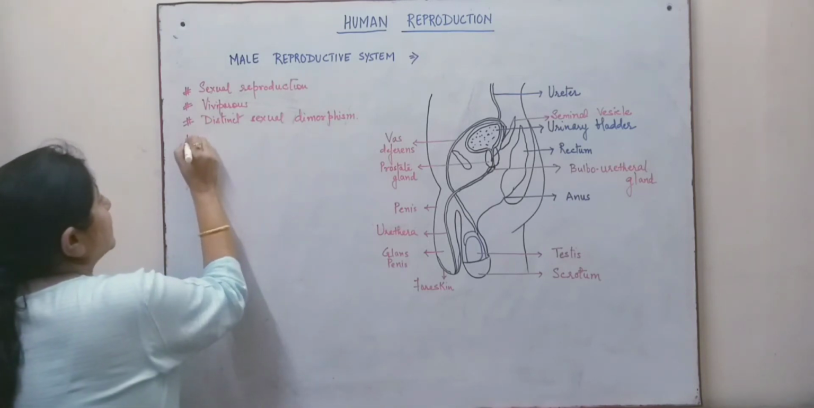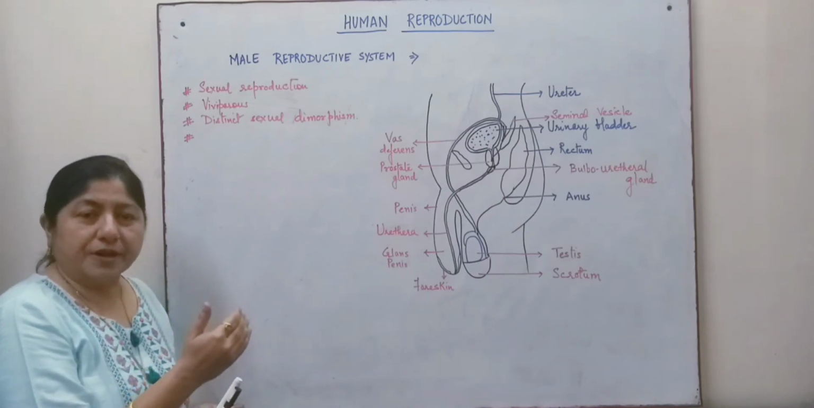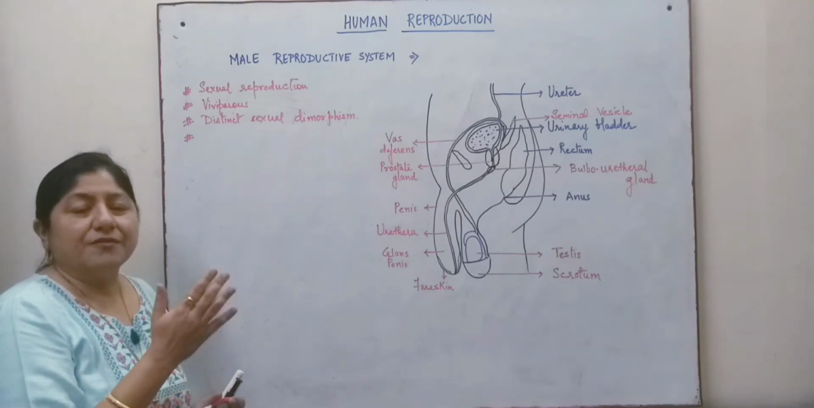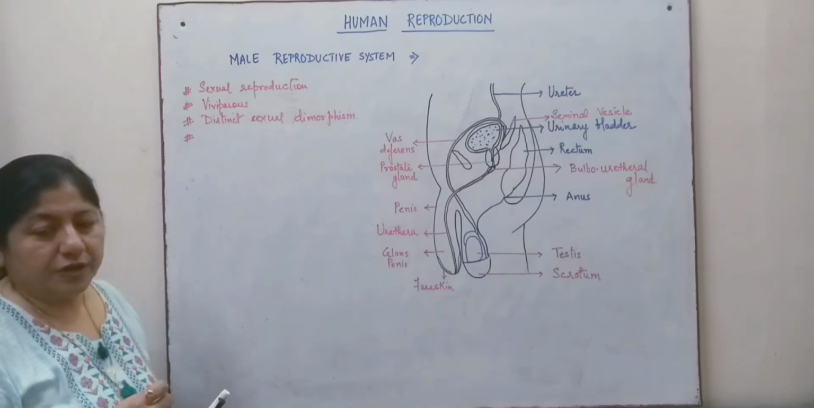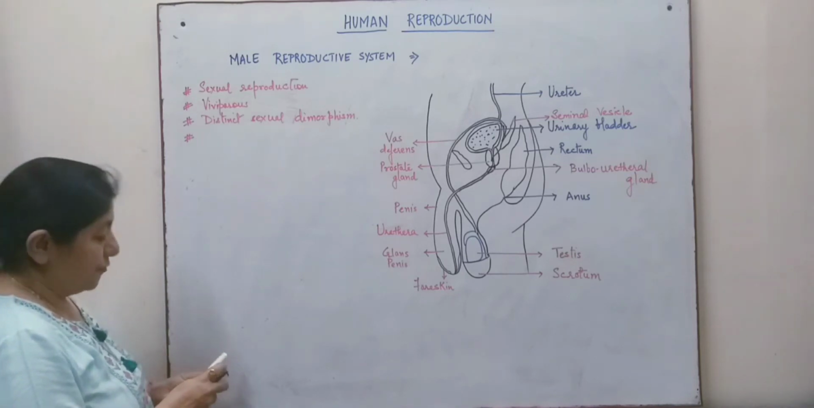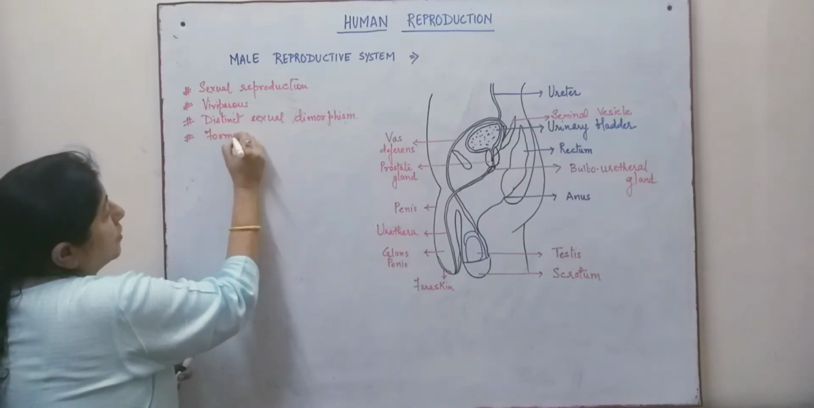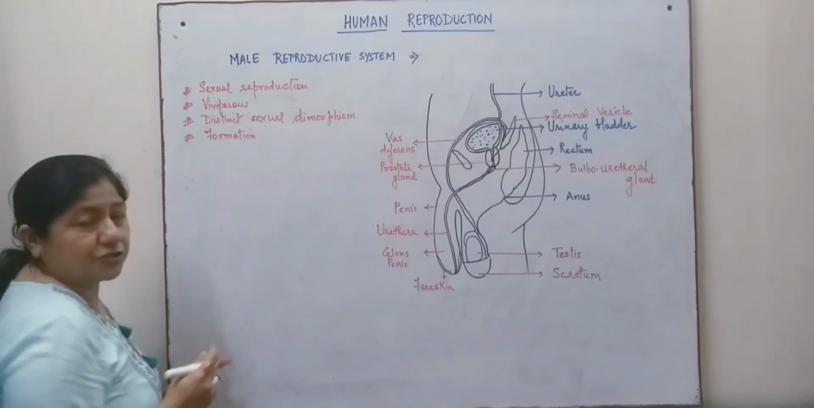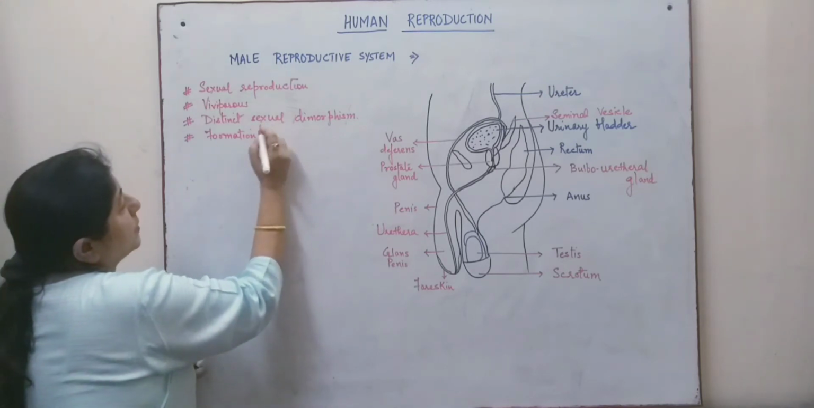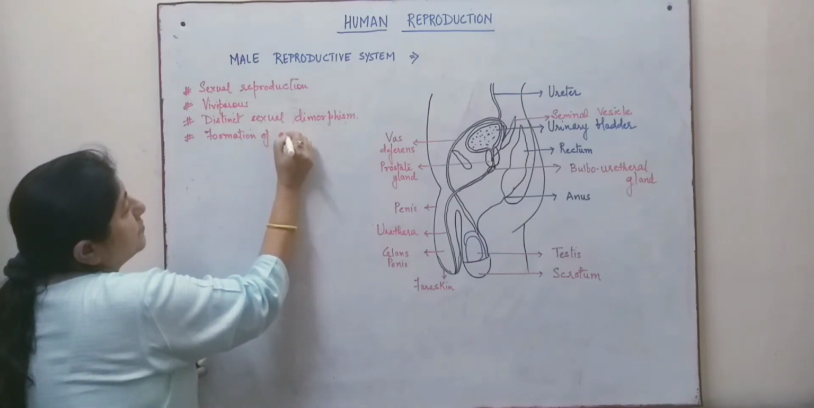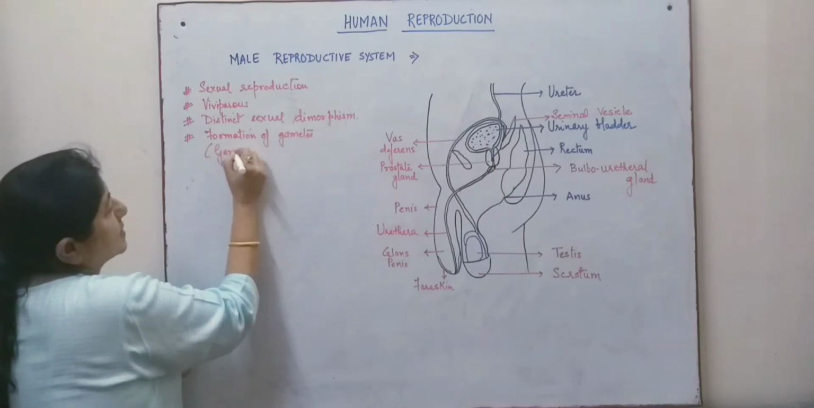Also, there is a specific pattern. That means when we study the process of reproduction in human beings stepwise, we find that the process occurs in a very systematic manner. So the first step over here is the formation of the gametes. That is, in the case of male, it is known as spermatogenesis, and in the case of female, it is known as oogenesis. So we commonly call it formation of gametes, which is known as gametogenesis.